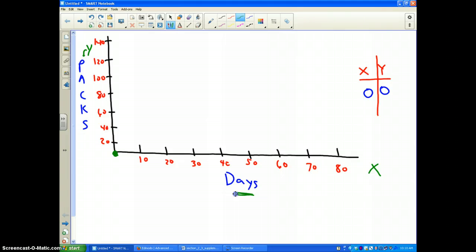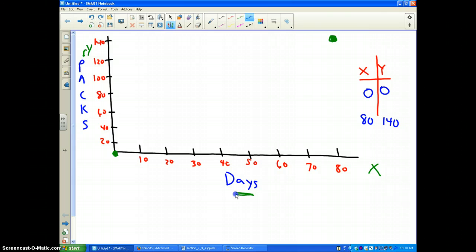Now, we need at least one other point so we can form a line. Well, it did tell you also that in 80 days they use 140 packs of paper. So that particular piece of information is also on our line. So I go over to 80 and up to 140 and put another dot, roughly about there.